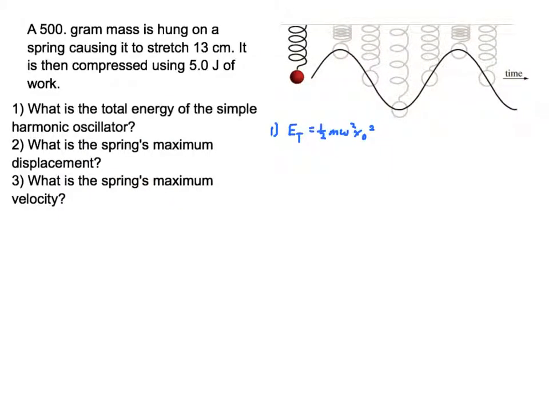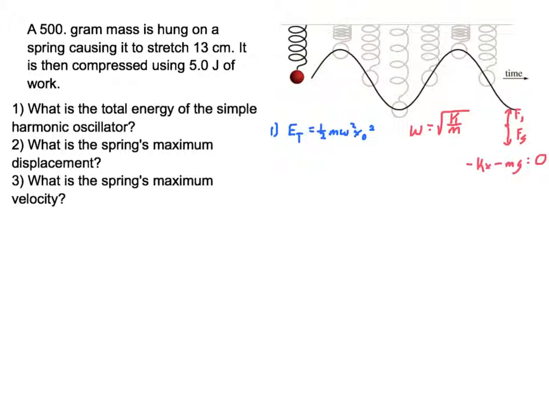In this example problem, I have a 500-gram mass. It's hung on the end of a spring, and whenever it's hung on the end of the spring, it stretches by itself down 13 centimeters. And then you take your hand and you compress it maybe back up a little bit, doing 5 joules of work to do that. What is the total energy of the simple harmonic oscillator is the first question.